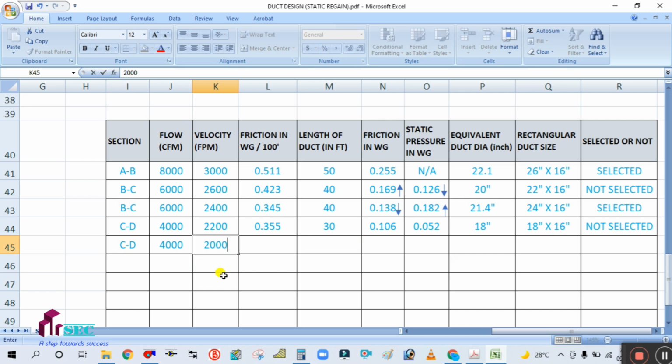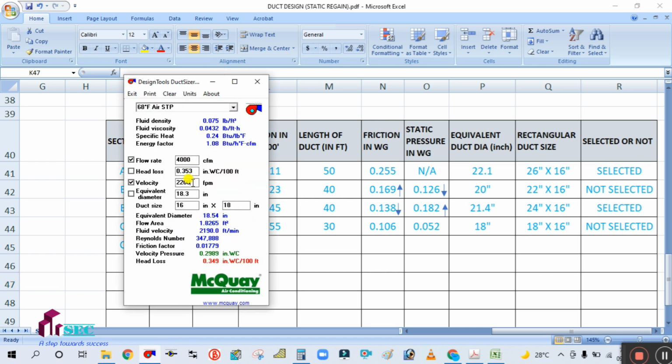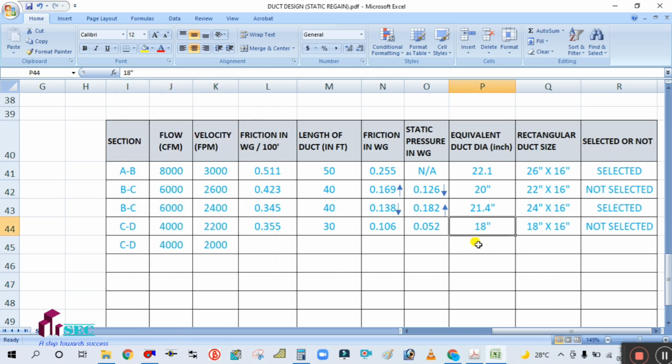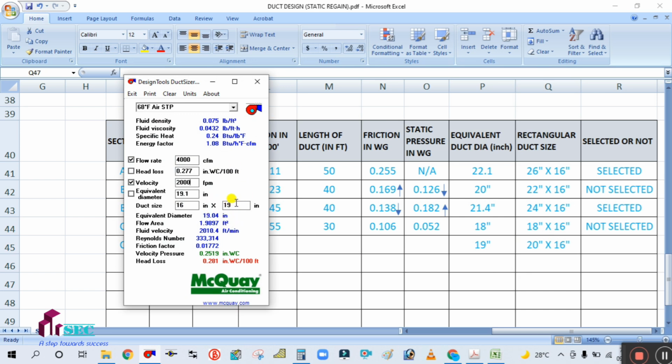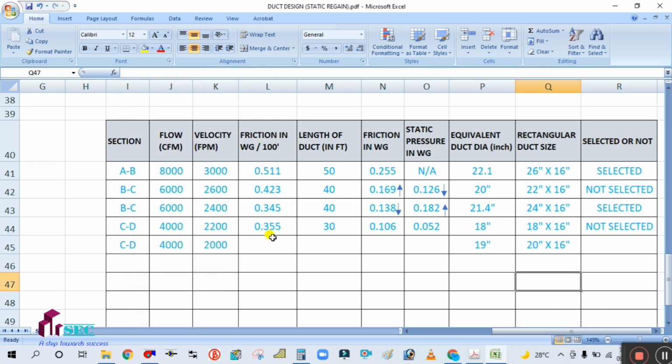Now we have to check with 2000 CFM. Okay, so with 2000 CFM, simply enter here 2000 CFM. In this case, we are getting 16 inch by 20 inch duct size and round duct is 19 inch. So here is your 19 inch, and duct size is 16 by 20. Here is your 20 inch by 16 inch. 19, we are always considering the equal or even value. And friction loss is 0.277. Okay, and duct length is 30 feet.